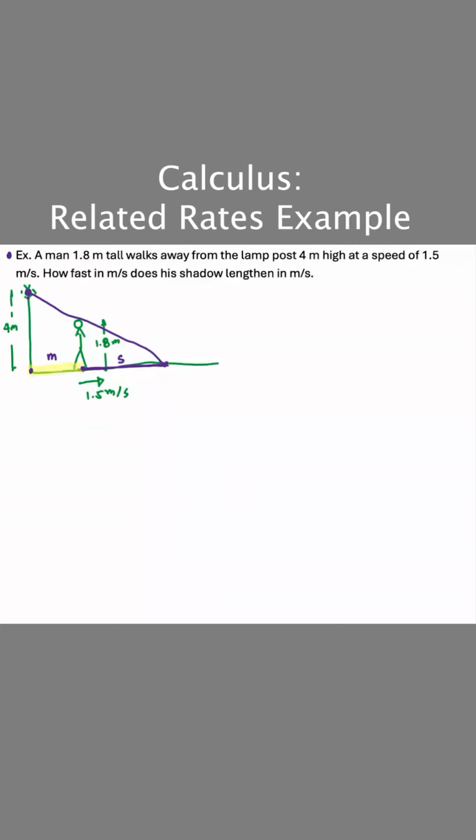Unlike the lamppost, na constant siya na 4 meters, it will not change. So we will just give it 4 meters because it's a constant, including the height of the man. It will not change all throughout the problem, so it will just be 1.8 meters. Now, we have formed the figure, a right triangle, with all the labels and all the details.